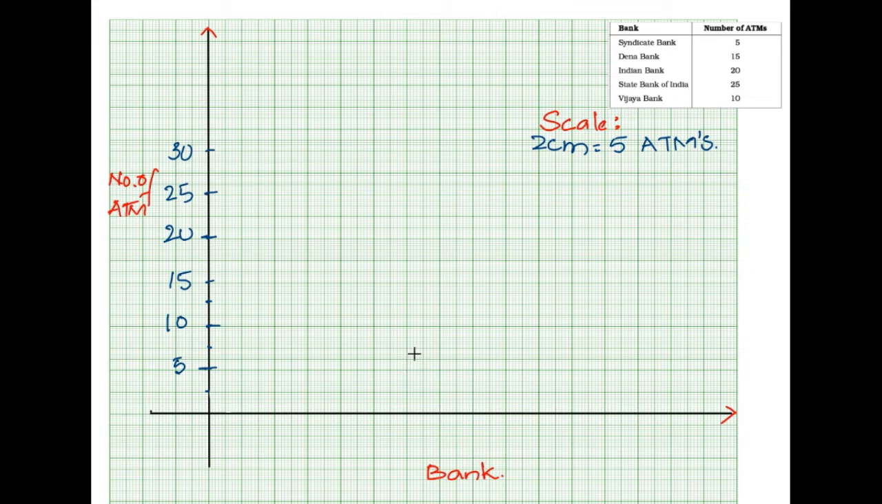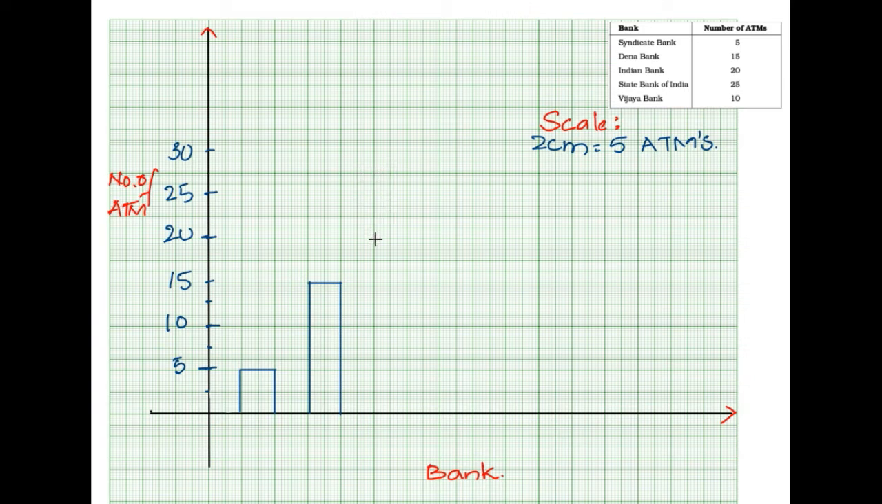The first is Syndicate Bank. The number of ATMs are 5. So at 5 I need to have a rectangle. So this particular box will indicate Syndicate Bank. Next we have Dena Bank, which is 15. So at 15 I need to draw a horizontal and vertical line to make a rectangle.